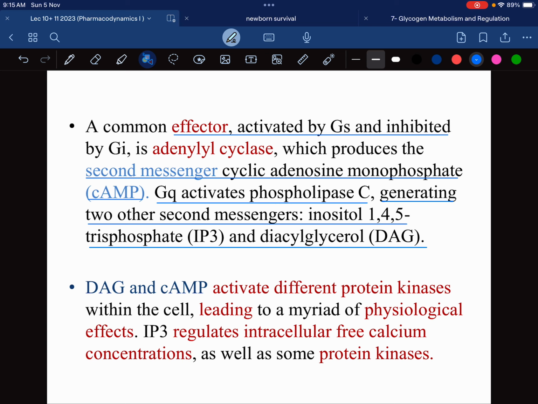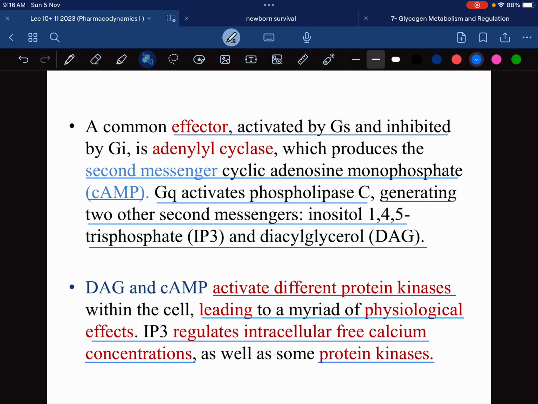That means it will transfer the activity and will produce the biological activity inside the cell. DAG and cyclic AMP activate different protein kinases within the cell, leading to a biological effect. This will be different. A biological effect will be produced from these second messengers. IP3, for example, regulates the intracellular free calcium concentration, as well as some protein kinases.